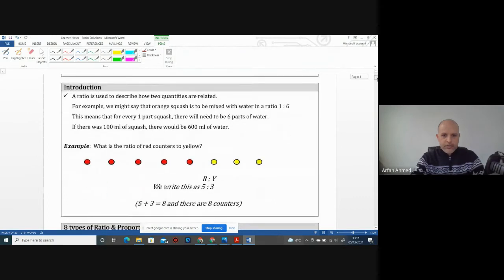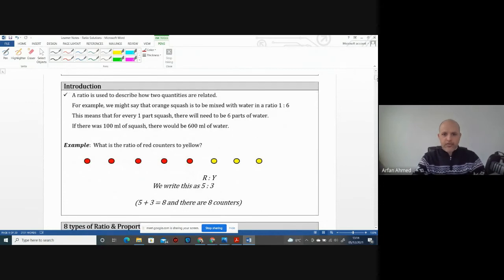Let's do the quick introduction to ratio. So ratio is used to describe how two quantities are related, or two or more quantities you could have. For example, we might say that orange squash is to be mixed with water in the ratio 1 to 6. This means that for every 1 part squash, you'll need 6 parts water. So if there's 100 milliliters of squash, there would be 600 milliliters of water, and so on. So for however many parts you've got for orange squash, you times it by 6 for the parts of water. So what you do to one side, you do to the other.